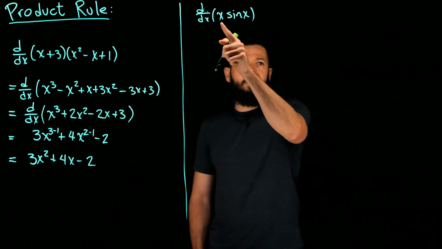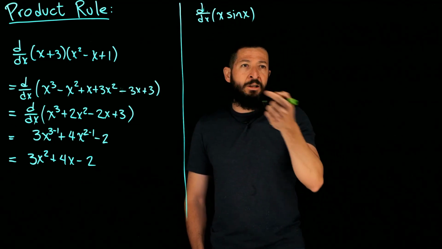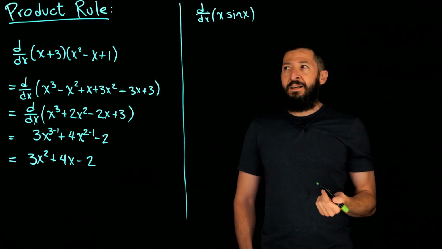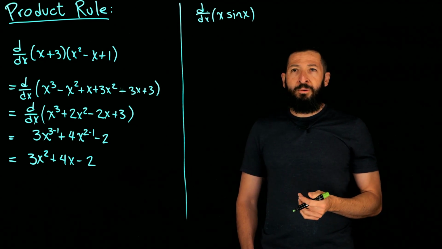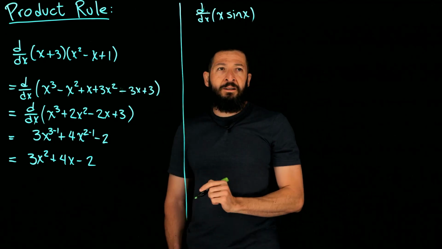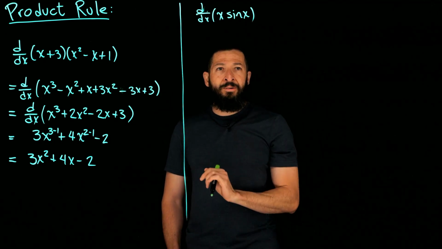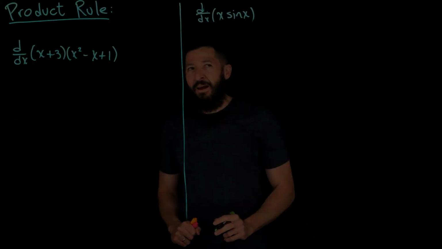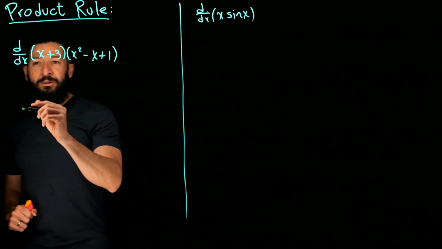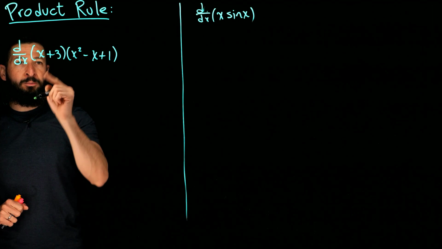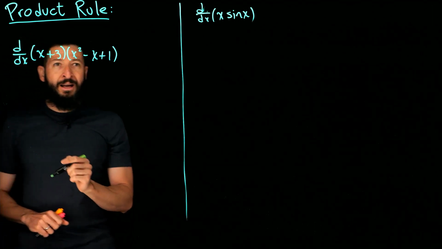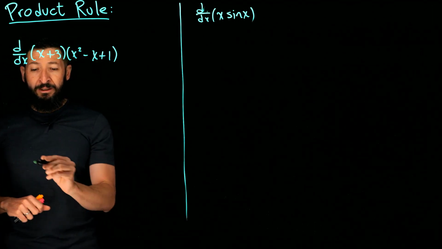So do I just take the derivative of the first and the second and multiply them together? And the answer is no. The answer is we need a new rule to compute that. So let me write the rule over here, and then we'll compute this derivative by using that rule. I'll leave this one here so we can apply the rule on this example again, so you can compare to what we did before.